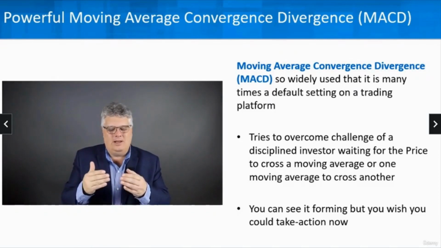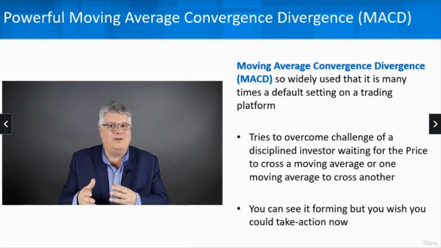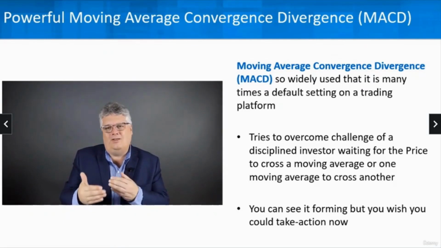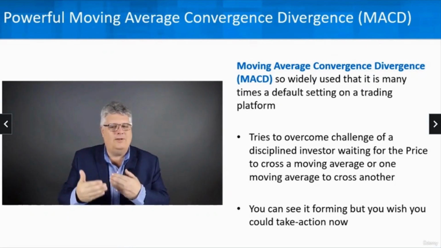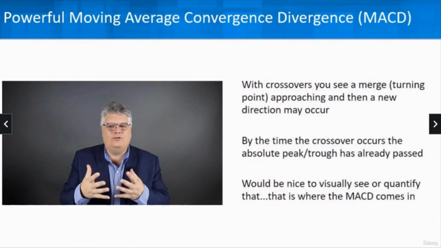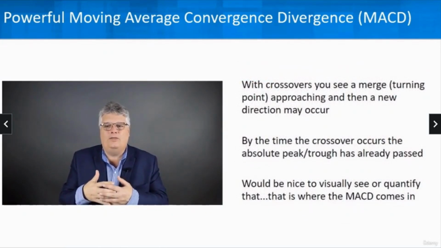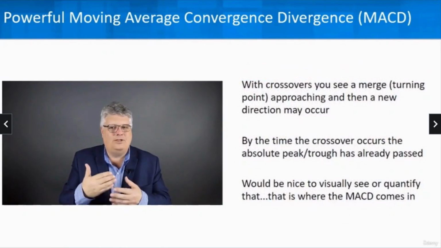You got to wait. But with the moving average convergence divergence measure, this gives you an opportunity. Maybe you could get in there a little bit early or out a little bit early, depending on whether it's converging or diverging. So let's take a look at that. But that's the whole idea, it's overcoming that challenge of waiting for the crossover to happen. So if we look at it, with crossovers, you see them merge, right? You see them coming, and you see a turning point, and they're approaching, and then when that happens, you're looking for a new direction to occur, is the idea.